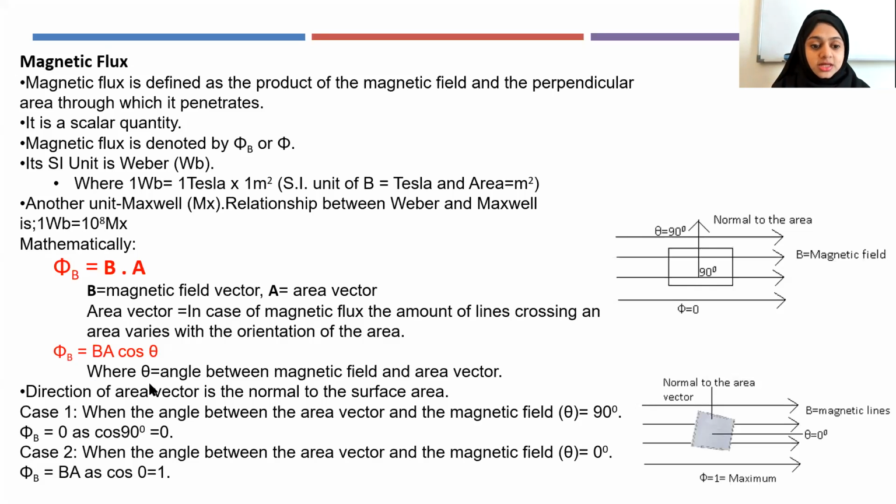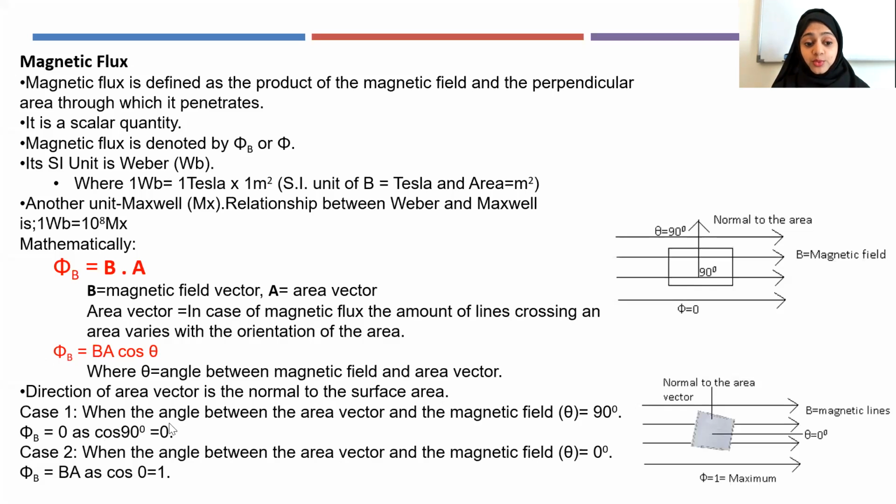So where theta is the angle between the magnetic field and the area vector. So phi B is also BA cos theta. It is better to remember this formula, that phi B is equal to AB cos theta, so that you will not forget to take cos theta. Is that clear? The direction of the area vector is always normal to the surface.